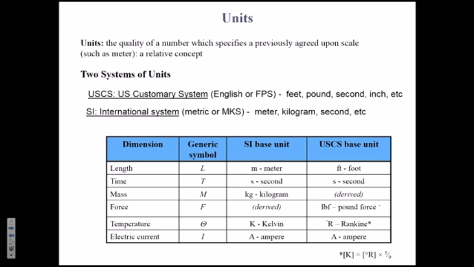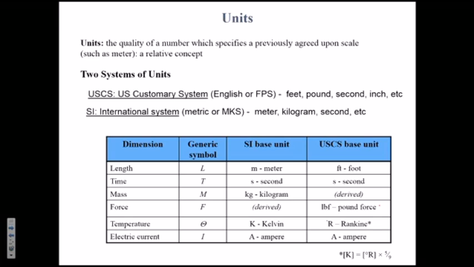For USCS, the difference is in the length, so this is meter, this is feet, second is common, mass is kilogram, but the unit of mass in USCS system is the derived one. On the other hand, the unit of the force in the USCS system is base. So the unit of the force in the USCS system is pound force, sometimes also written simply as pound, LB, but more correctly speaking, it should be written as LBF or pound force. Temperature has base unit as Rankine, and electric current is the same as ampere, right?